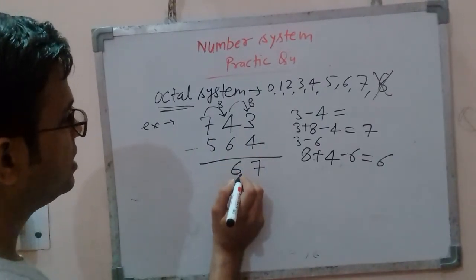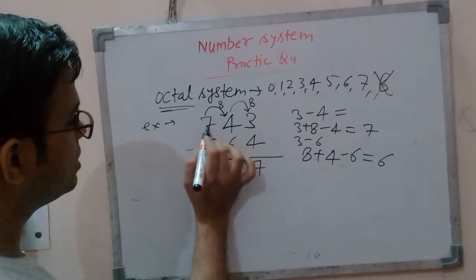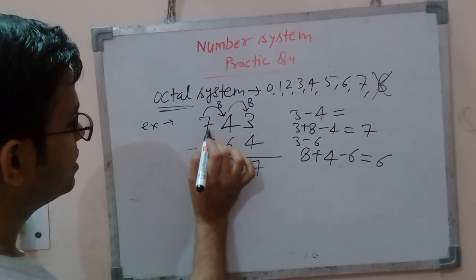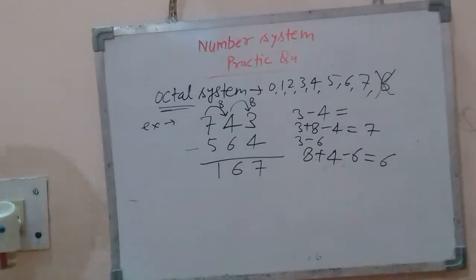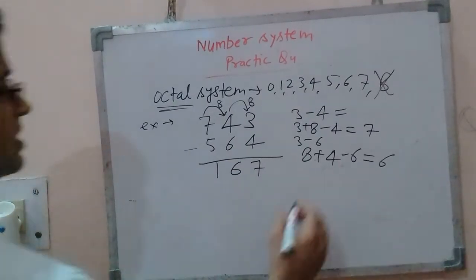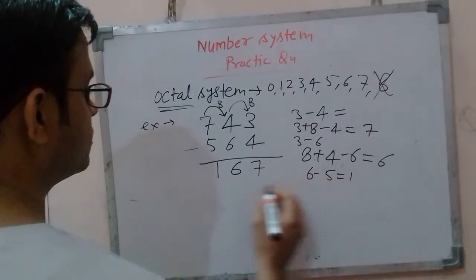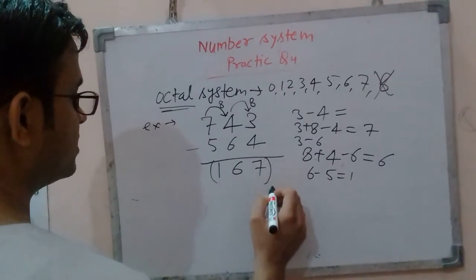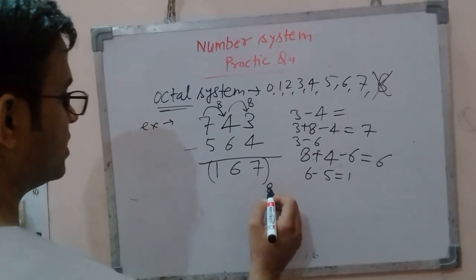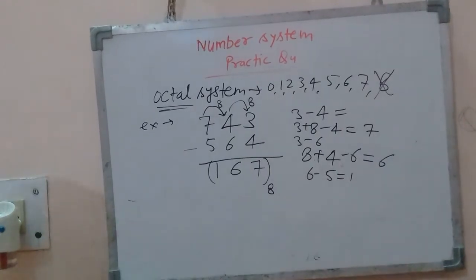So this is 6. Now when you take one borrow from 7, here it will become 6. So 6 minus 5 is 1, right? So what is the answer? 167 is the answer in the octal system. Suffix 8 is octal. So this is the answer, 167.